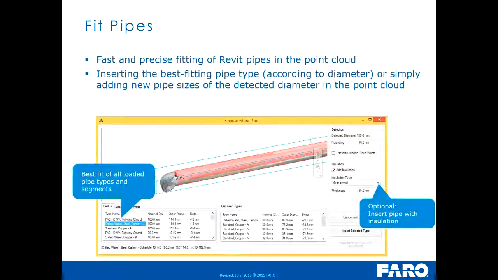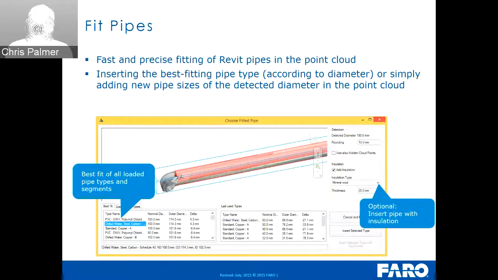Okay. So I'll just quickly run through a few slides, and then we'll drop into actual Revit itself, and I'll show you how some of these tools work. Very importantly then, the new main tool we've got, which is really interesting for a lot of people, is the ability to best fit pipes to the point cloud. So we've loaded in our components, we've loaded in some piping families, and what we can do now is fast and precisely fit pipes to the point cloud.